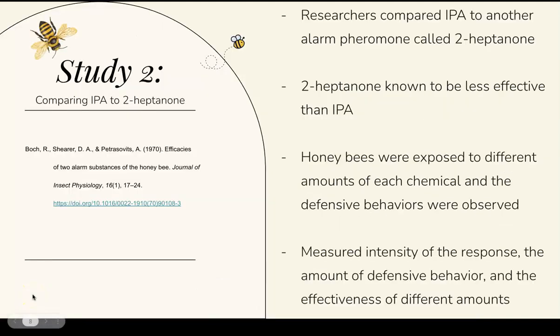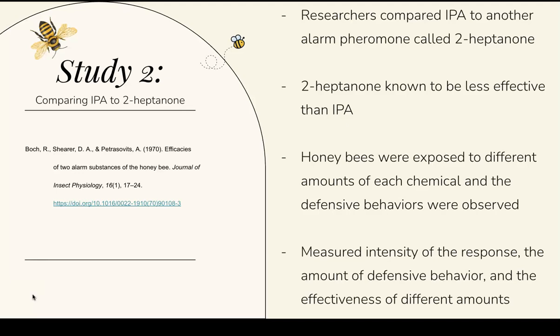The second study I found shows isopentyl acetate being compared to another pheromone for alarms called 2-heptanone. This is also known as HPT, and it's known to be a less effective alarm pheromone when compared to IPA. Researchers were curious just how much better IPA is compared to 2-heptanone. Honeybees were exposed to different amounts of each chemical, and then their defensive behaviors were observed and recorded.